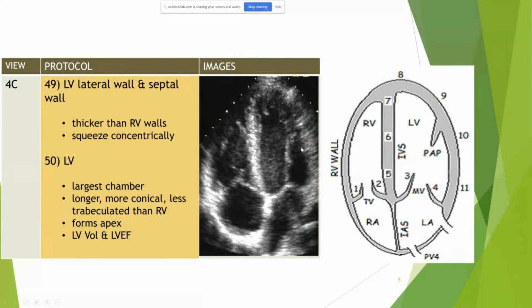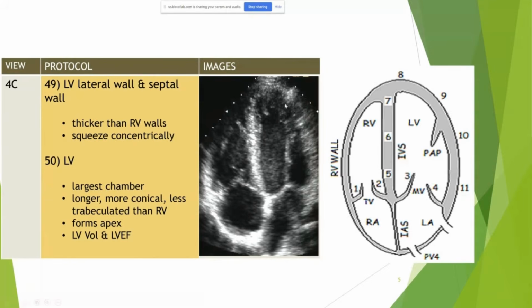I'll remind you guys, an ejection fraction is the percentage of blood that the heart pumps out every single time it beats. So you need to know that the left ventricular walls are going to be thicker than the right ventricular walls because they are high pressure and they have to squeeze harder to get all the blood out into the aorta and out the rest of the body. You want them to be squeezing concentrically during systole, meaning they're squeezing in together.